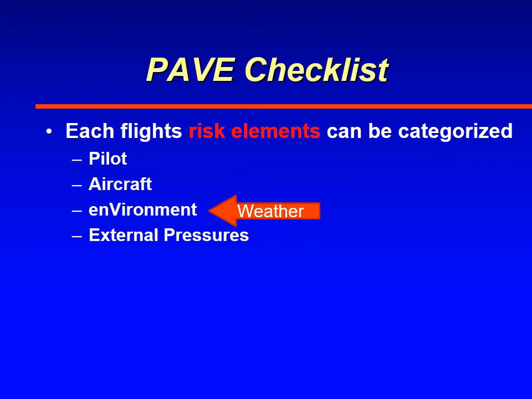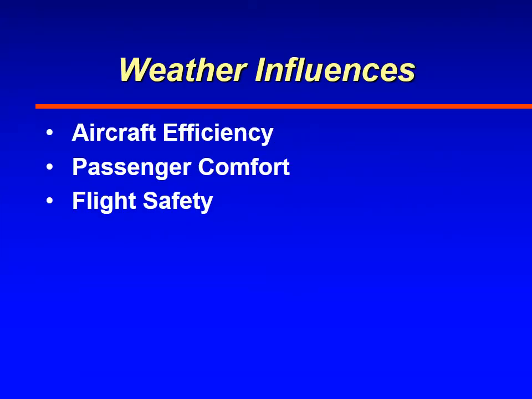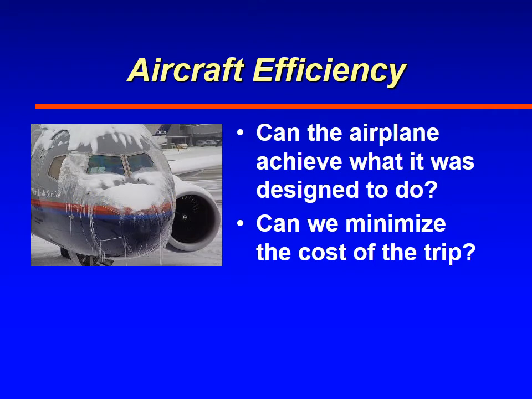So we're going to look at weather specifically. And weather is very important because it influences three different categories: the efficiency of the aircraft, the passenger comfort, and also flight safety. We'll start out first with aircraft efficiency. The airplane is designed to go fast. It's designed to do a job, carry people or boxes or packages to a given location and get there on time, faster than a Conestoga wagon. So, can the airplane do what it's designed to do?